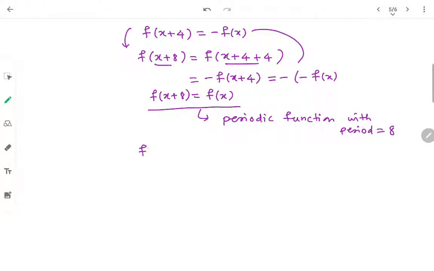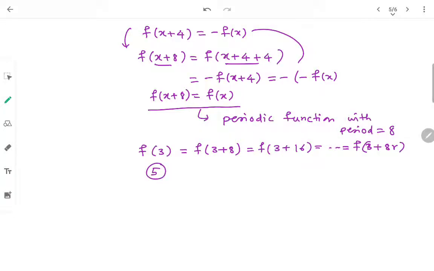So that means f of 3 will be equal to f of 3 plus 8, that is f of 11, which will be equal to f of 3 plus 16, and so on, f of 3 plus 8r. And f of 3 is given to be 5.